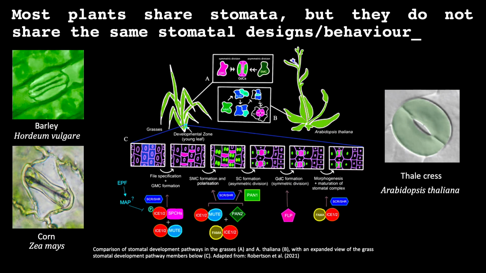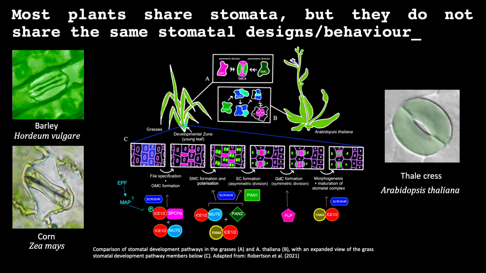Stomata are present in almost all species of plant. Despite this, plants have adapted different stomatal designs and functions over time. For example, grasses like barley and corn have dumbbell-shaped guard cells paired with subsidiary cells on each side, which allow for better fine-tuning of the pore in response to environmental signals.